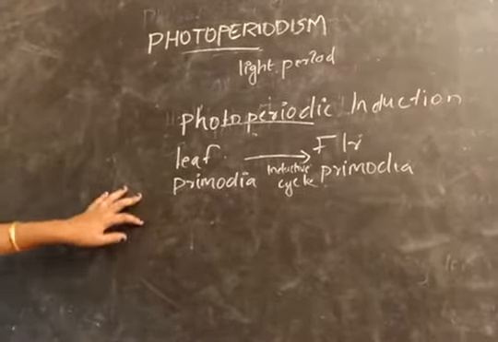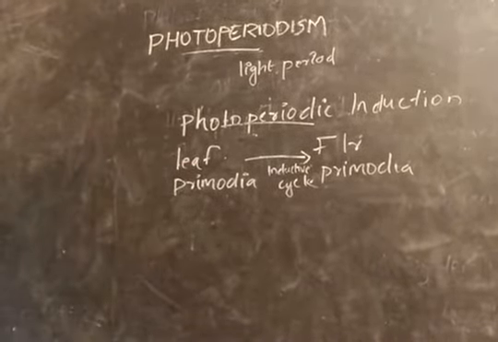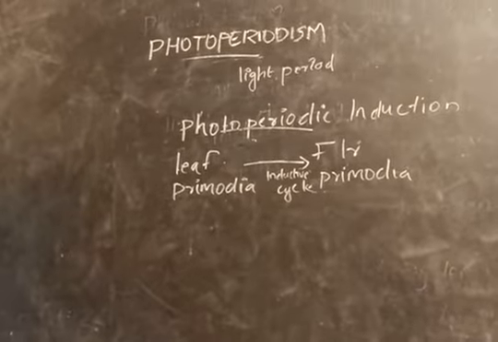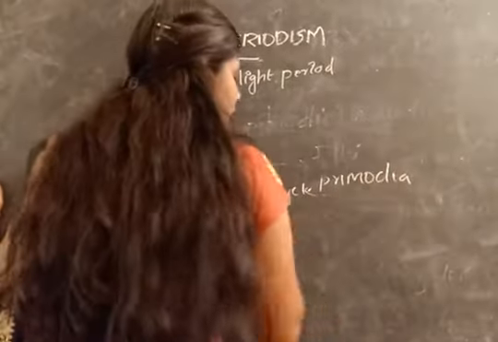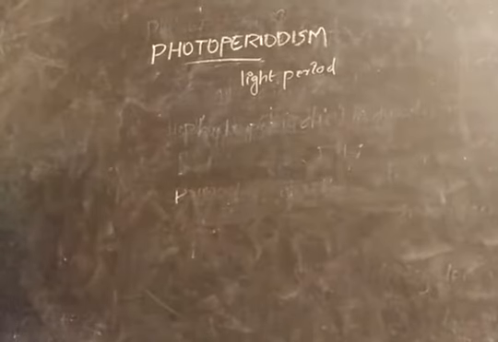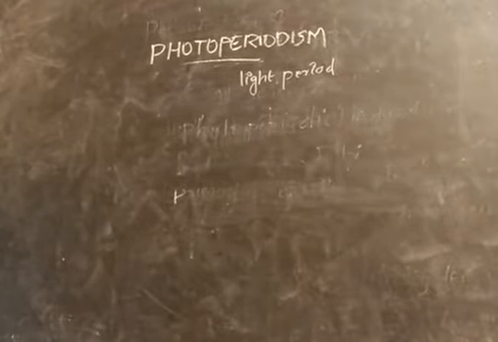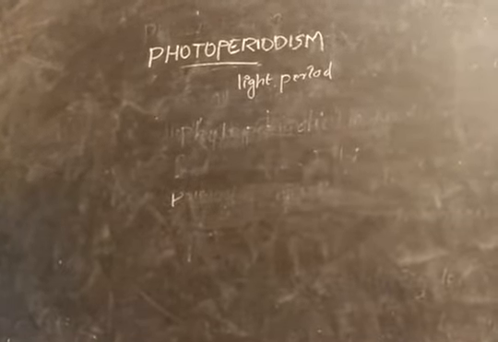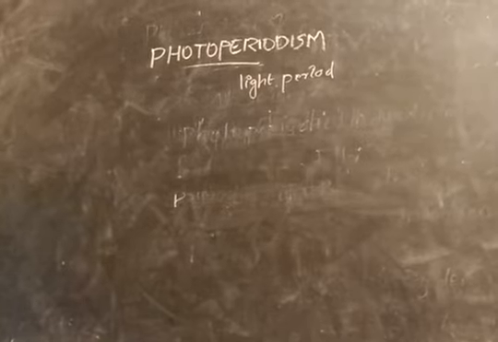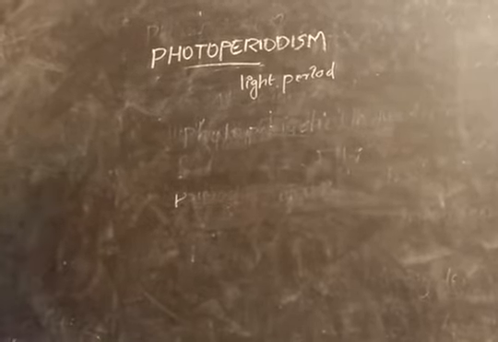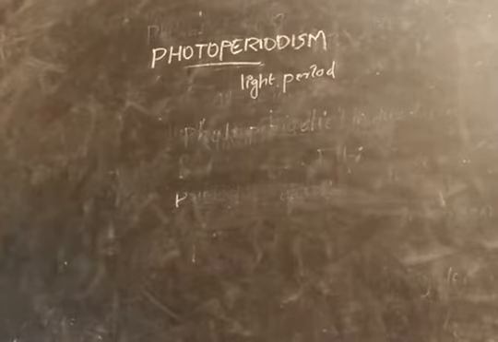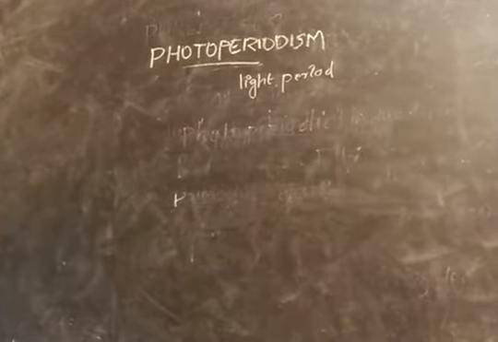Different plants may have different photoperiodic induction requirements. Xanthium is a short day plant. It requires one inductive cycle for flowering, whereas Plantago, a long day plant, requires 25 inductive cycles for flowering. These are all about photoperiodic induction.